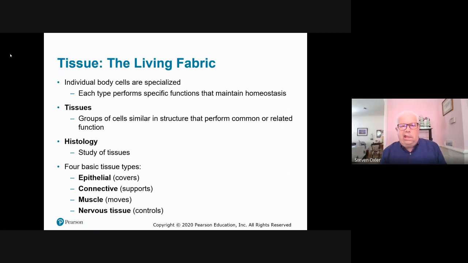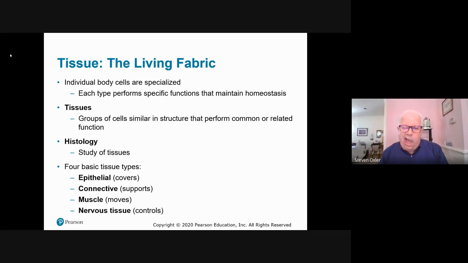Tissue basically is individual body cells that get together to form one or more functions together. Basically, it's a group of cells similar in structure that perform common or related functions. The study of tissues is called histology. Basically, there are 4 different types of tissues.